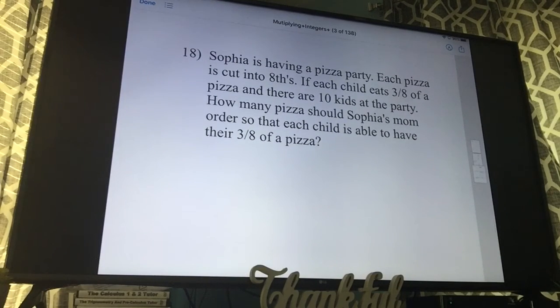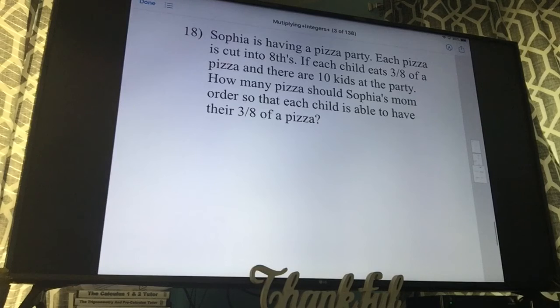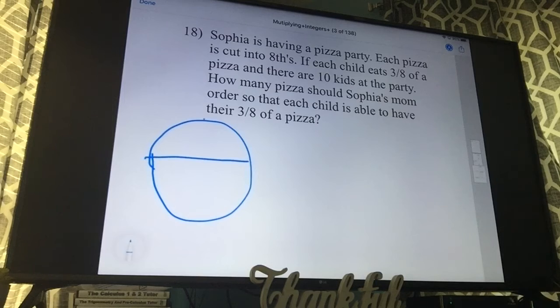Okay, so it says Sophia is having a pizza party. Each pizza is cut into eighths. So what that means is if we have a pizza, okay, you guys know, and pizzas are always cut into slices. Okay, there's 2, there's 4. I think I did it wrong. 1, 2, 3, 4, 5, 6. No, I didn't. 1, 2, 3, 4, 5, 6, 7, 8. Okay, so that pizza's cut into eighths. That means that there's 8 slices of pizza for whatever size pizza they got, okay?